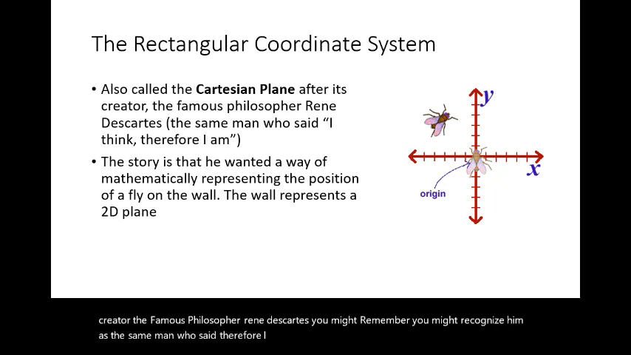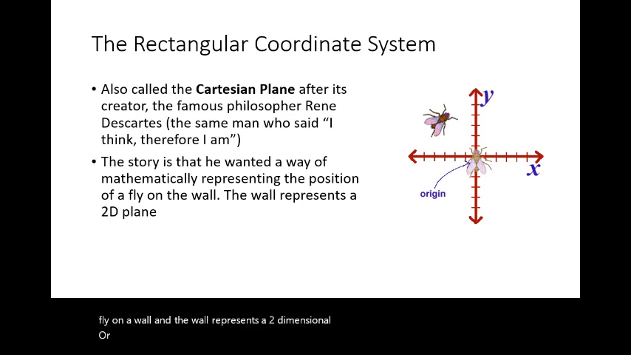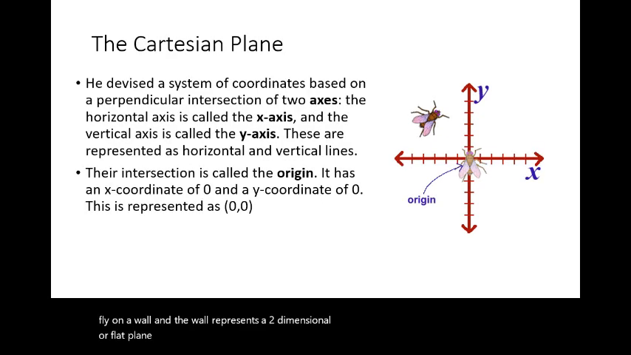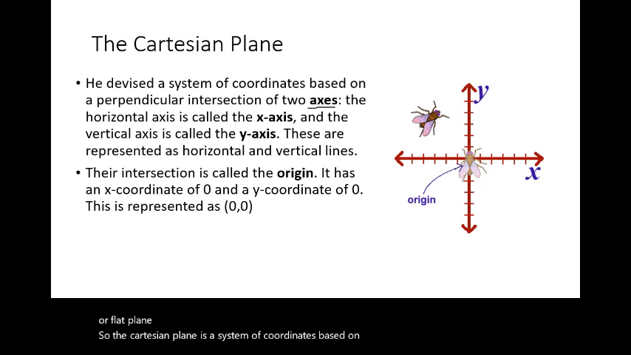Now, the legend around this is that he wanted to find a way to mathematically represent the position of a fly on a wall, and the wall represents a two-dimensional or flat plane. So the Cartesian plane is a system of coordinates based on the perpendicular intersection of what are called two axes.